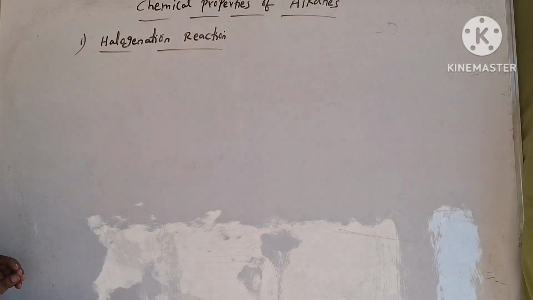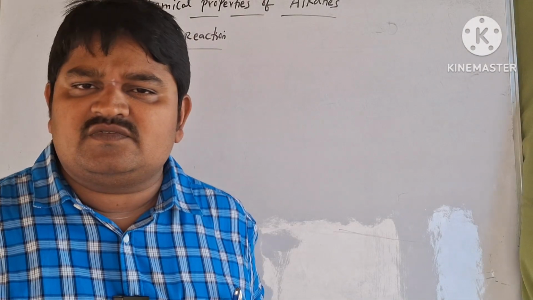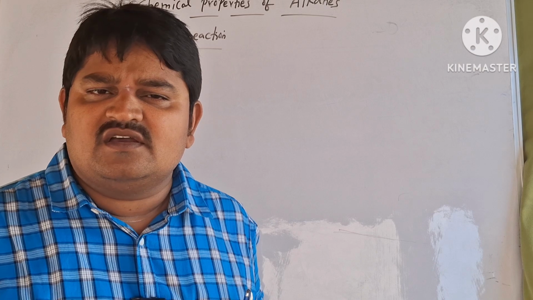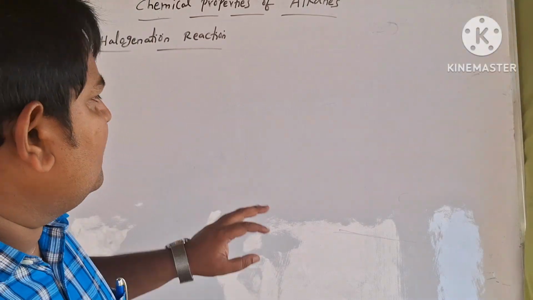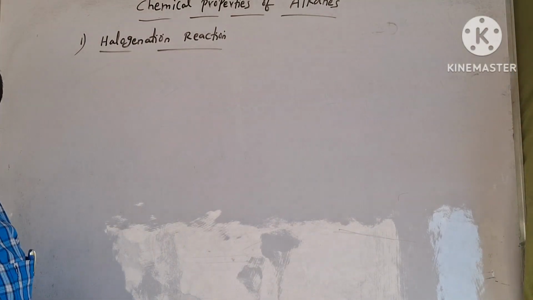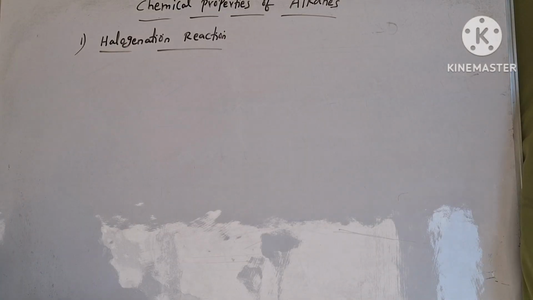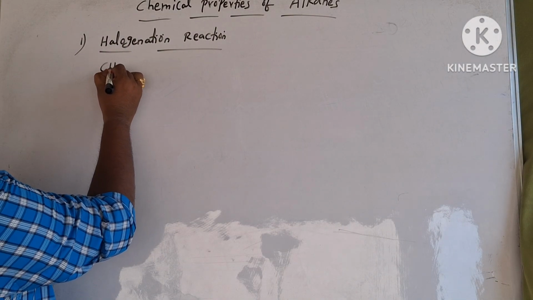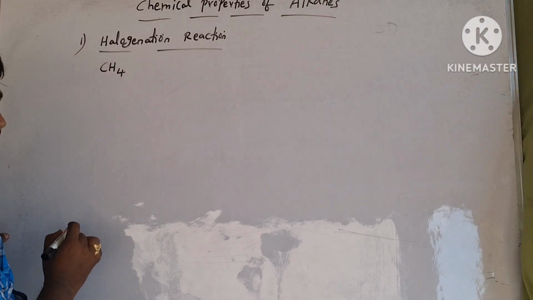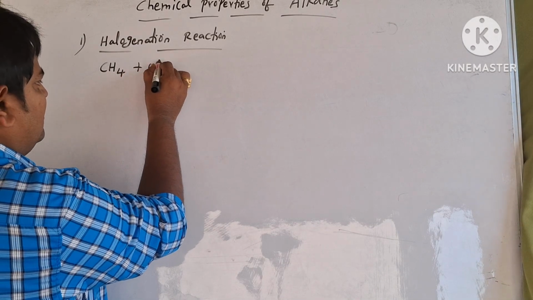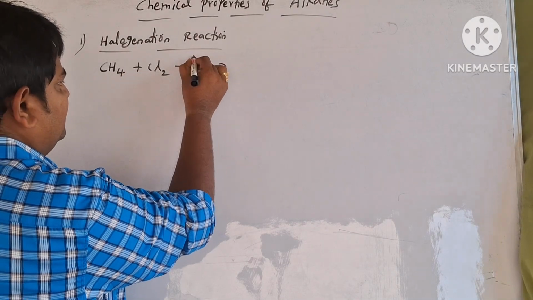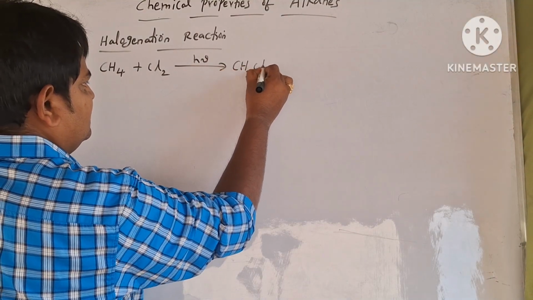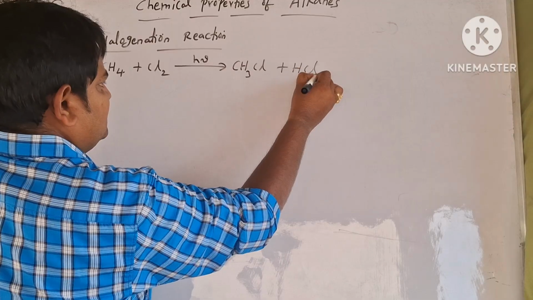The very important point is, children, alkanes will undergo one type of reaction. That reaction is named a substitution reaction. The best example for a substitution reaction is the halogenation reaction. In this halogenation reaction, I will take one alkane. It is named methane. Methane, on reacting with chlorine in the presence of sunlight, will form the corresponding CH3Cl plus HCl.